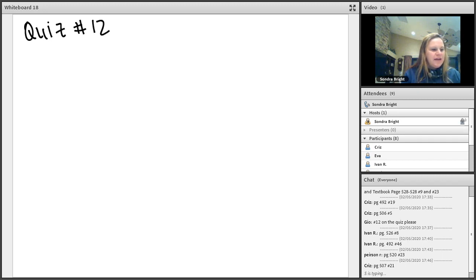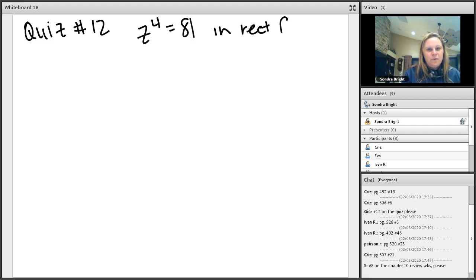They want you to find all the roots of z to the 4th equals 81 in rectangular form and graph it. All right, so I'm going to show you this in polar form because I think we'll give you a more complicated one than just 81.